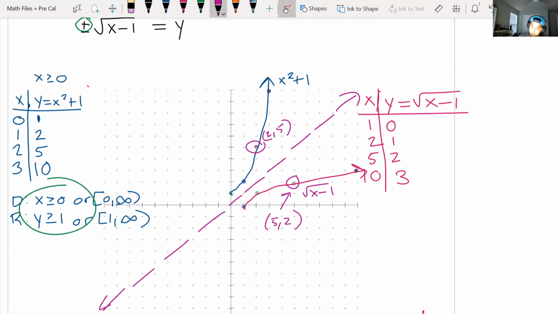Okay, which means that the last piece we need is the domain and range, which means you take the domain and range of the original one and flip them. So what's my domain going to be now? x is greater than or equal to 1. And what's my range? y is greater than or equal to 0. There you go.